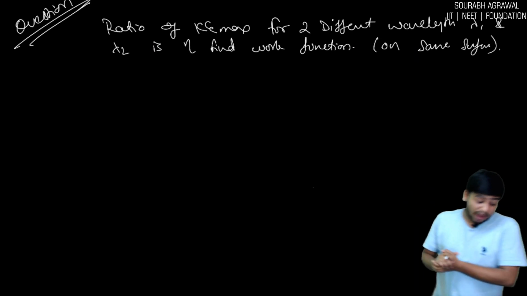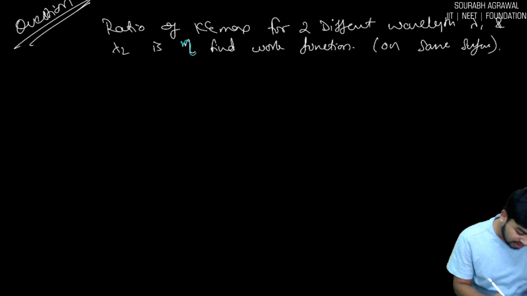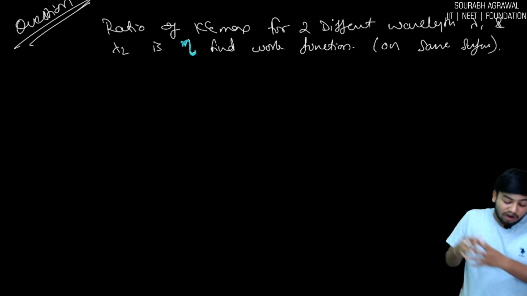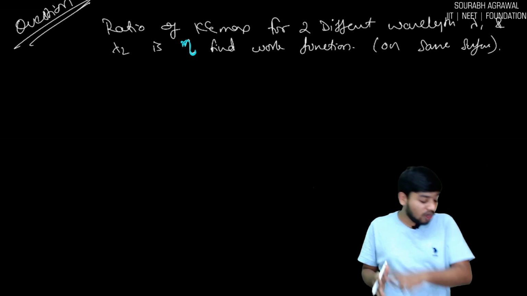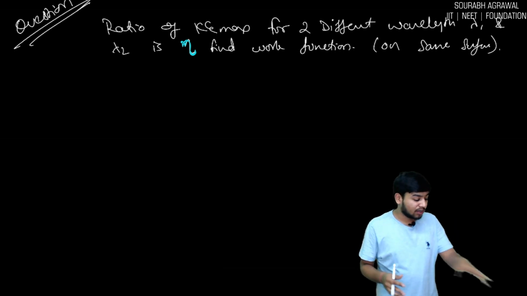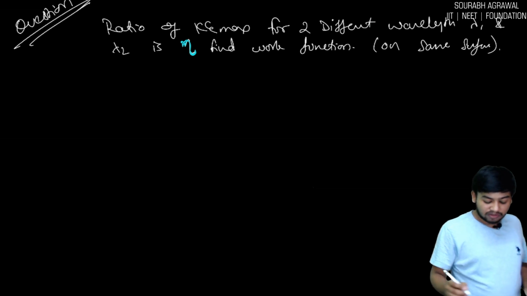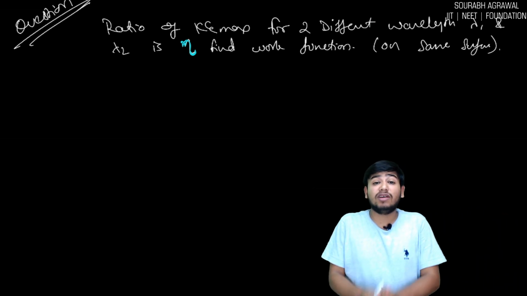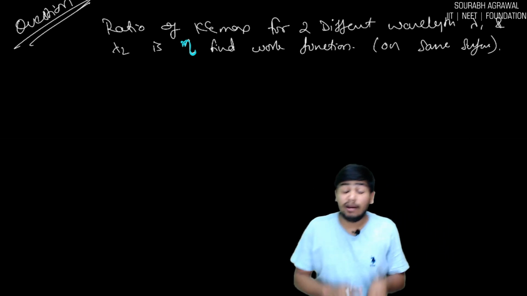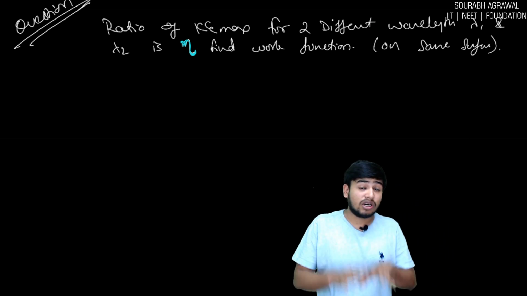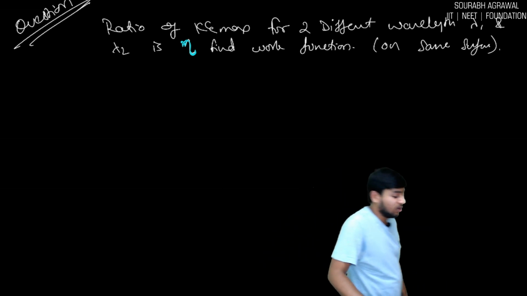The ratio of maximum kinetic energy for two different wavelengths, lambda 1 and lambda 2, is eta. Find the work function of the same surface. On the same surface, what will be the work function? Pause the screen and attempt. Attempt is very important, I'm telling you. Just think what the answer is, then I will tell you. I am here only with you. I already told you.